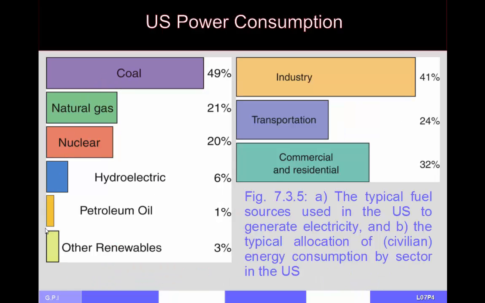So this one, by contrast, is what are we using to actually generate electricity for residential and use, basically. Then the third bar graph is basically just showing what percentage of the US power consumption among civilian sectors are going to which use. So industrial uses is about 41%, transportation 24%, commercial and residential 32%. So this is like all of our manufacturing capabilities, etc. This is getting from point A to point B, whether by bus, subway, train, plane, car, whatever, boat. And then this is powering your house, powering your office, powering the classroom, etc.